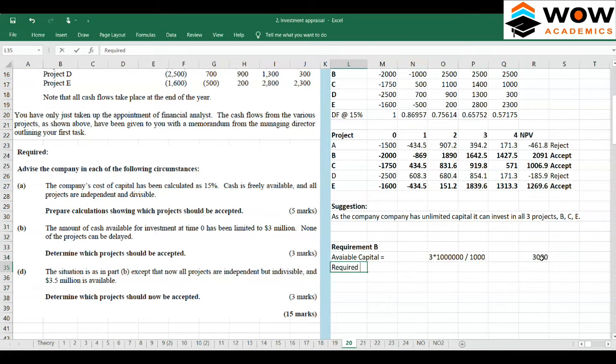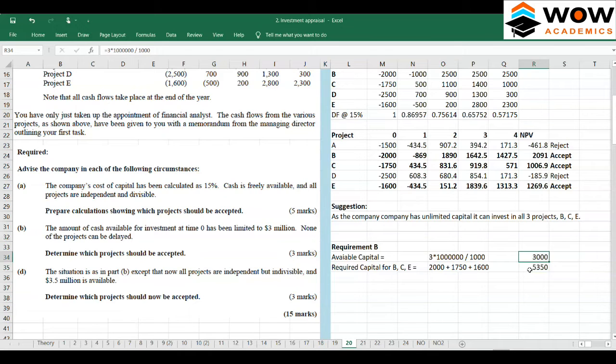Required capital for BCE would be 1500. Sorry, that's for A. B is 2000 plus 1750 for C, and E is 1600. So let's see whether the required capital is lower or higher. See, as the required capital is 5350 and what is available is 3000, we have to use a PI method.